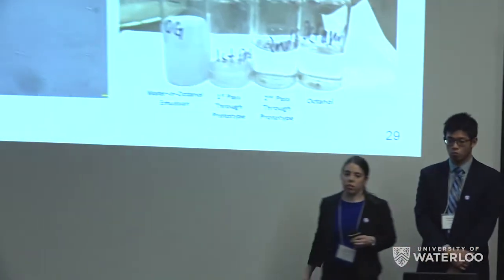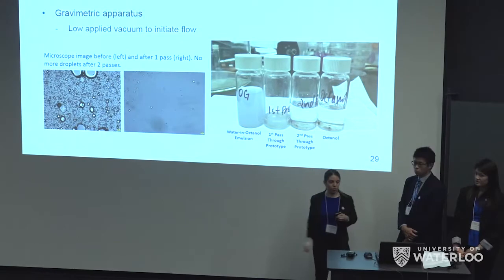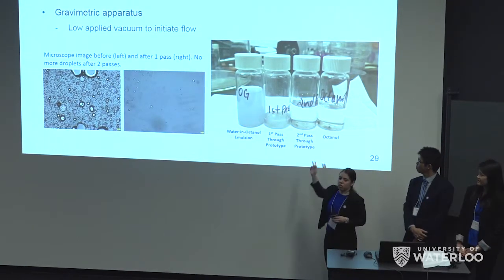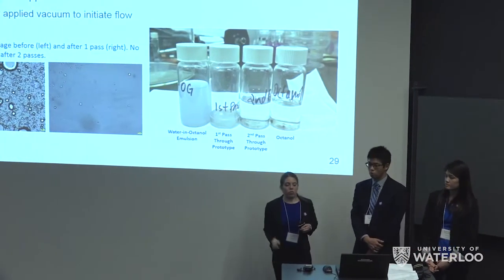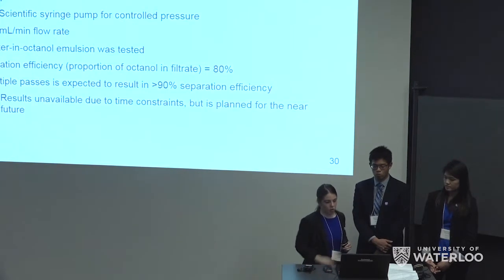And what you can see here is the emulsion in the micrograph on the right. After one pass, we have way fewer oil droplets in there. And then after 2 passes, you can see that, so this was octanol, by the way, as the model oil. You can see that it's actually very clear. So after 2 passes, it looks exactly like octanol, so that was promising.